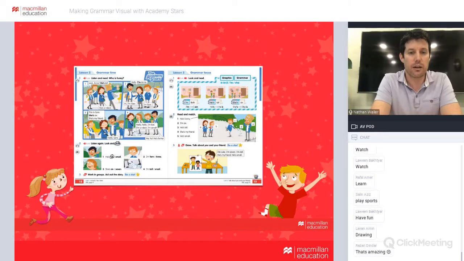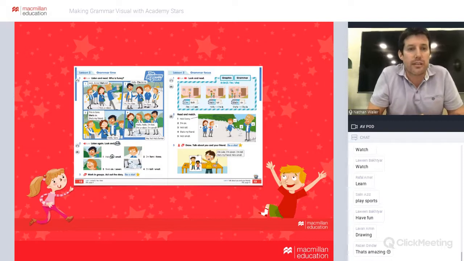So if you are teaching Academy Stars level 1 or level 2, the grammar is presented towards the front of the unit in lesson 2 and lesson 3. Lesson 1 is your typical opener, your vocabulary with a contextual song. So the vocab for the unit has already been presented. And then you have this grammar time and a grammar focus. You've got 2 grammar lessons, so lots of grammar support, nice and early on in the unit to get them thinking about it and get them using it straight away.